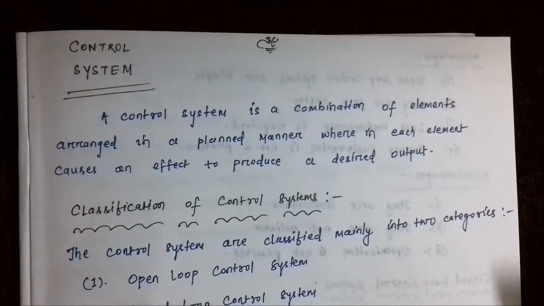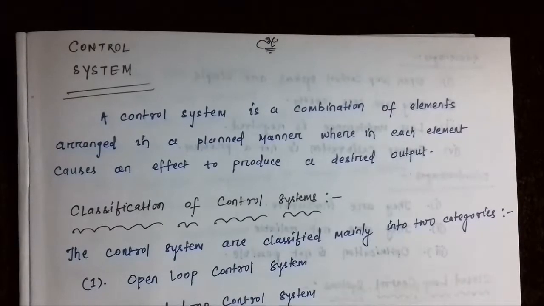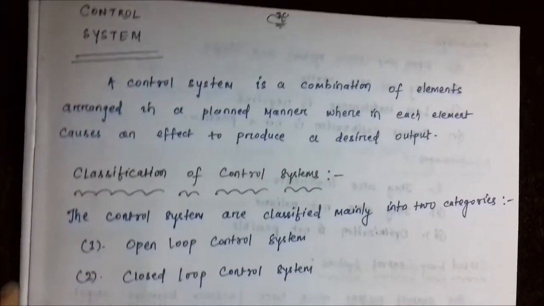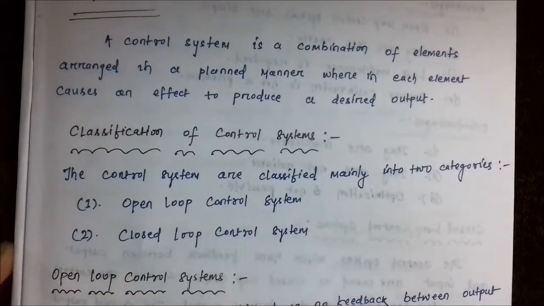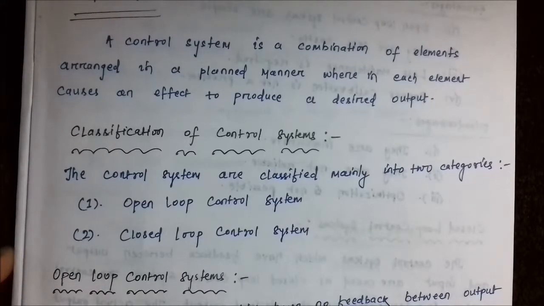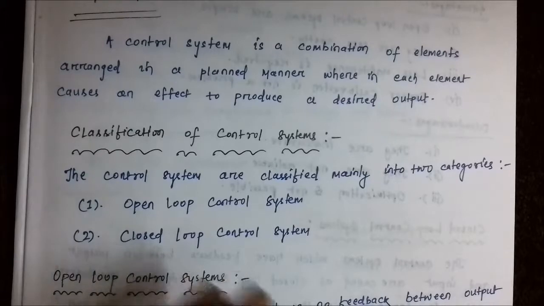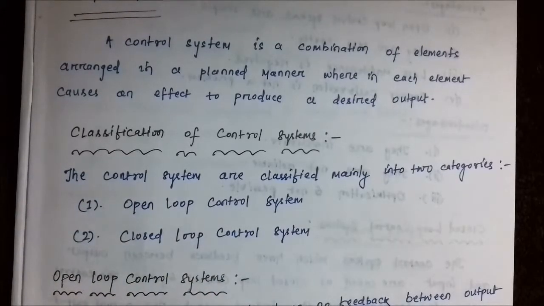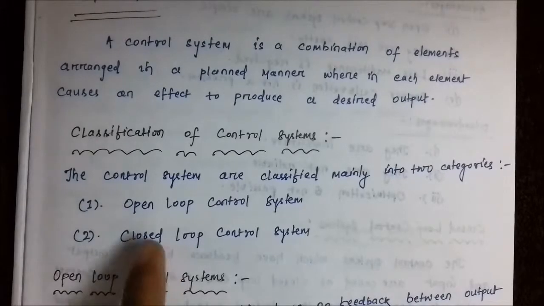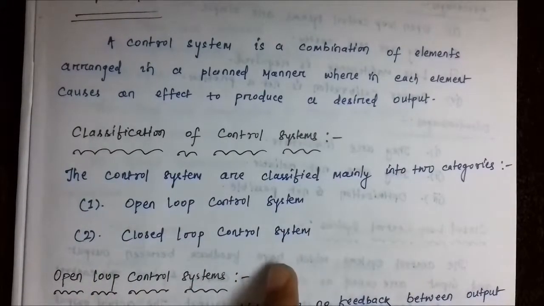Now the next thing which comes to discussion is the classification of control systems. Broadly they can be classified into 2 categories: first is the open loop control systems and second is the closed loop control systems. This classification is based on one criterion, that is feedback, the connection between the output terminal and the input terminal. So there are 2 types of control systems, the open loop control system and the closed loop control system.